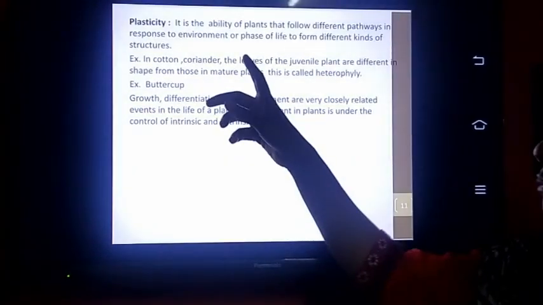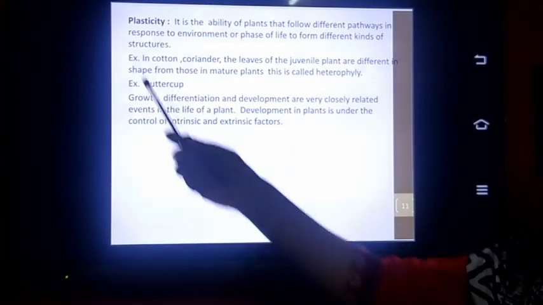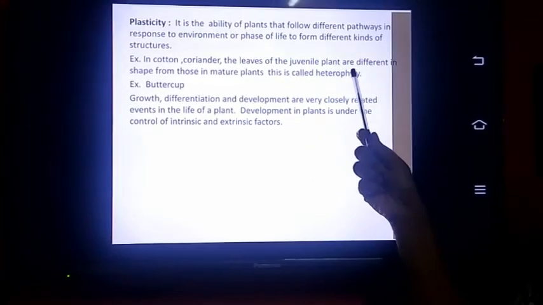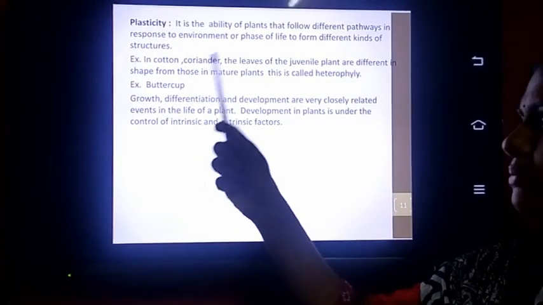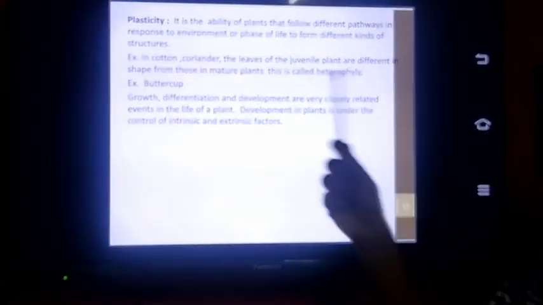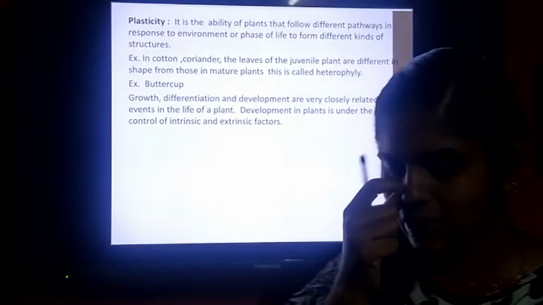For example, in cotton and coriander, the leaves of the juvenile plant are different in shape from those in a mature plant. This is called heterophylly. For example, in coriander leaves, there are changes in their leaf shape. You observe changes in the leaf shape. So there are two shapes which occur in coriander leaves.